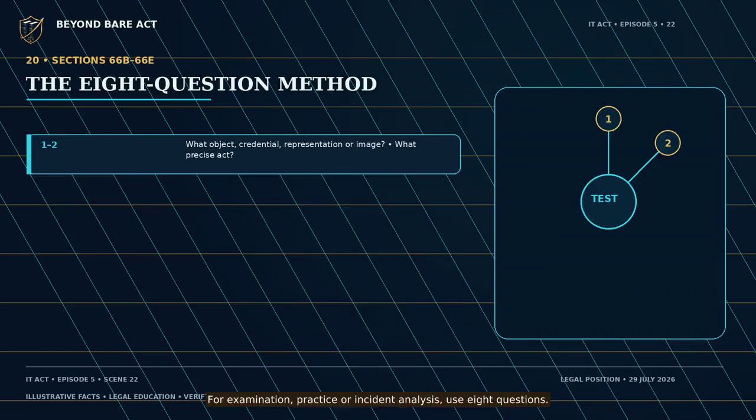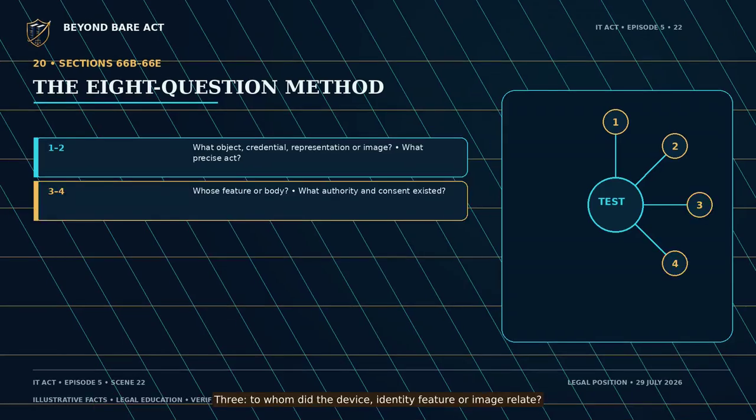For examination, practice or incident analysis, use 8 questions. 1. What is the legal object? A stolen device, identity feature, false representation or intimate image. 2. What precise act occurred? Receive, retain, use, impersonate, deceive, capture, transmit, or publish. 3. To whom did the device, identity feature or image relate? 4. What permission, authority and consent existed and where did each end?